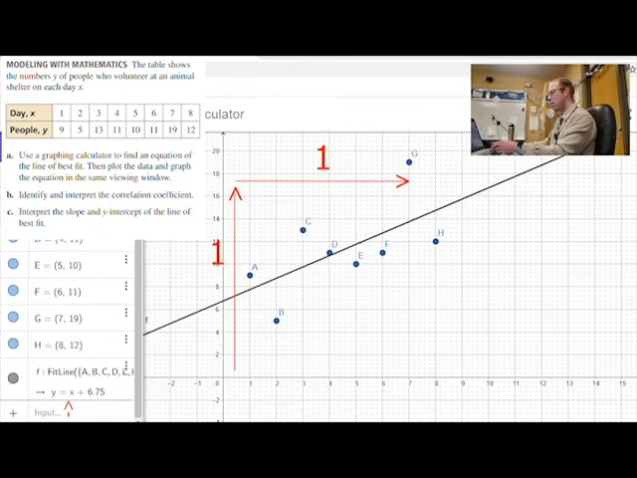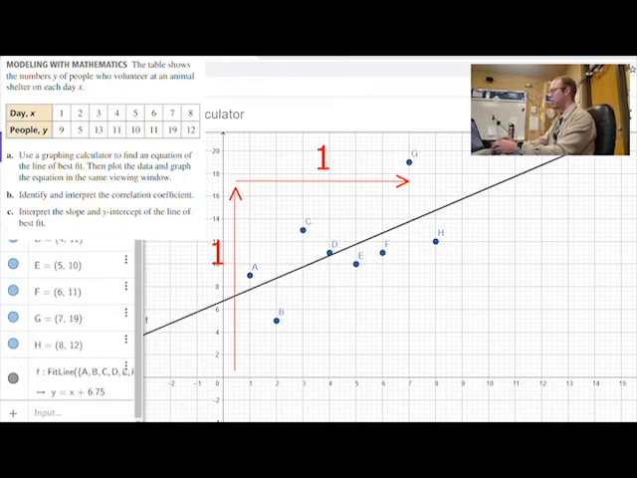And our y-intercept of 6.75 shows us that on the original day, day 0, which would be when we started, we had 6.75 people. Now, that's not accurate, of course, because we can't have exactly 6.75 people, so we'd probably round that up to 7.